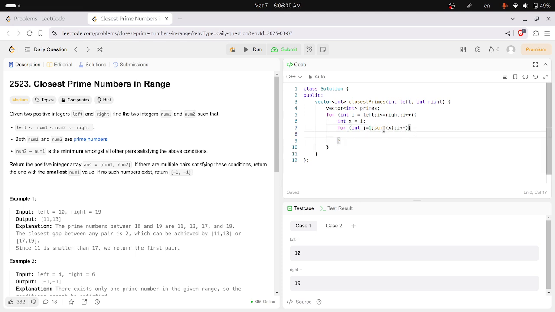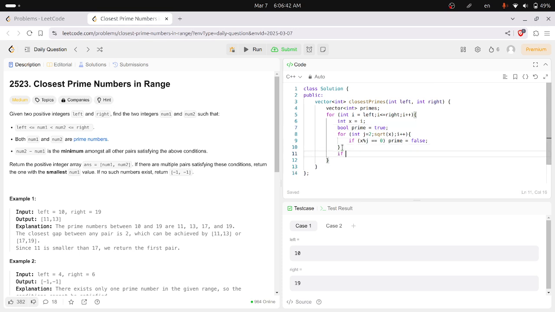For that, I'm iterating till square root of x, and I don't think I can do it from 1. I should be doing it from 2. And if x mod j equals to 0, if any of the numbers divides it with a remainder 0, then this is not a prime number anymore. So bool flag equals to, let's say, true initially, and if any of the numbers can divide it, then I will make it false, like it's not a prime, so we can name it prime. So prime equals to false.